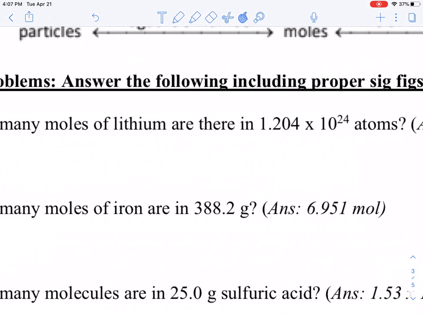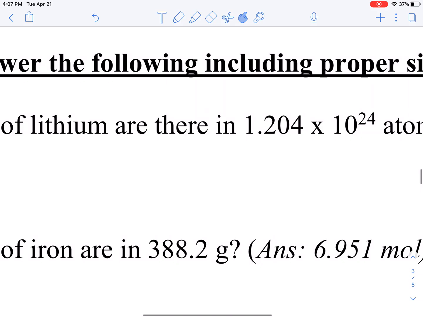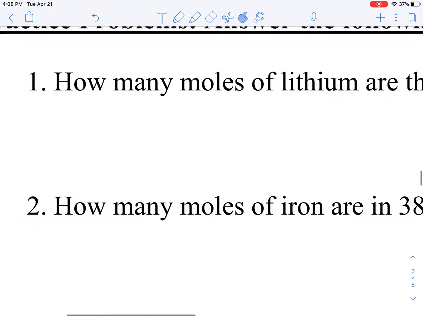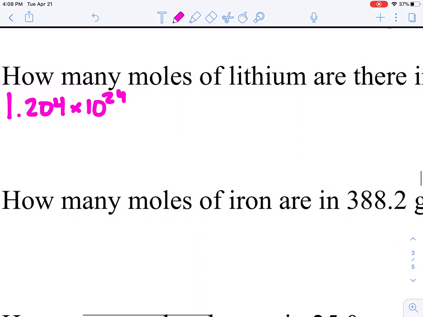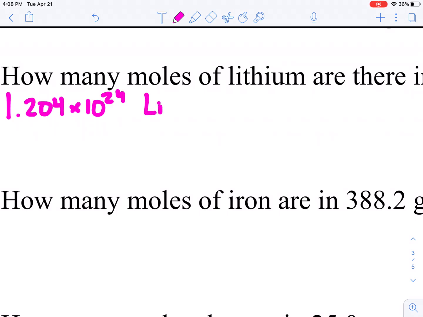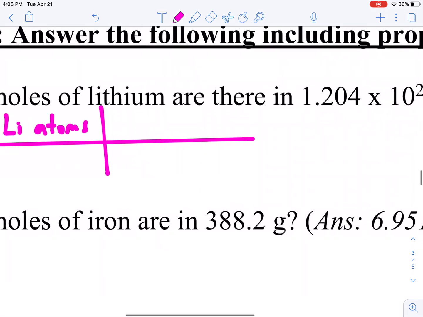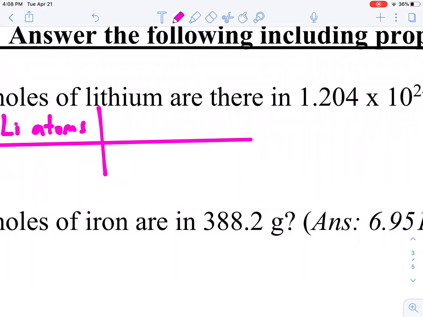So let's start with the numbers that we're given. And number one, we are given 1.204 times 10 to the 24th atoms of lithium. So I'm just going to call it Li atoms. And we want to know how many moles that is. So question is, do we know how many particles are in a mole? And we do, right? We know that we can get from atoms directly to moles using Avogadro's number.